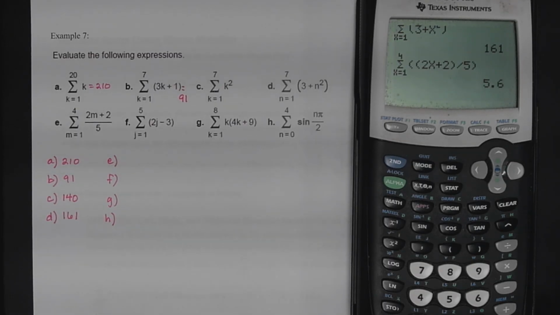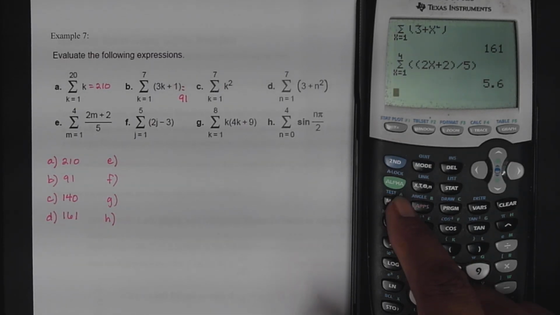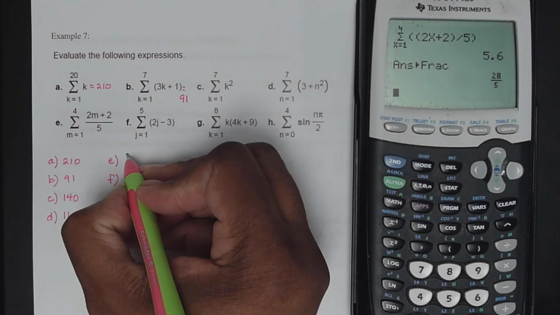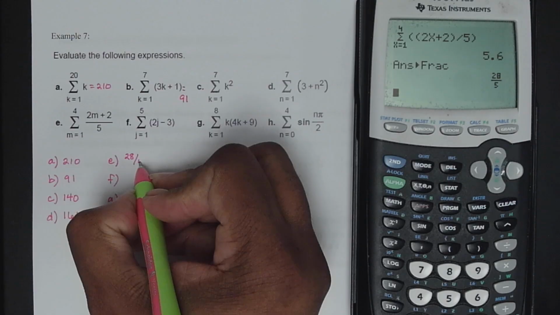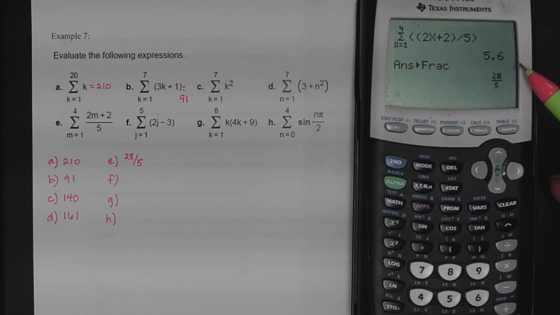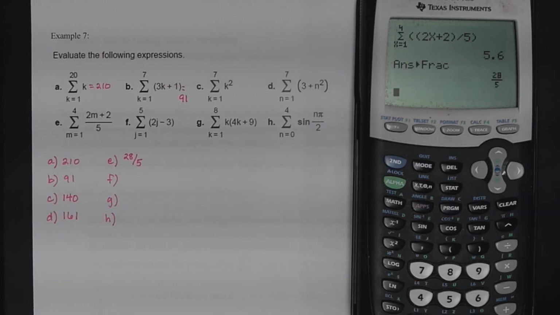Okay, this says 5.6, but if I press the math key and then number 1 for fraction, it will be 28 over 5, or 28 fifths. So if it gives you a decimal and they want it in the form of a fraction or a simplified fraction, press the math key and then select number 1 to change it to a fraction.